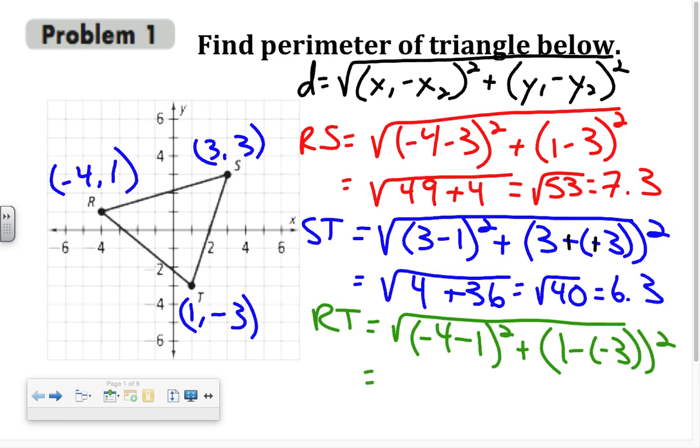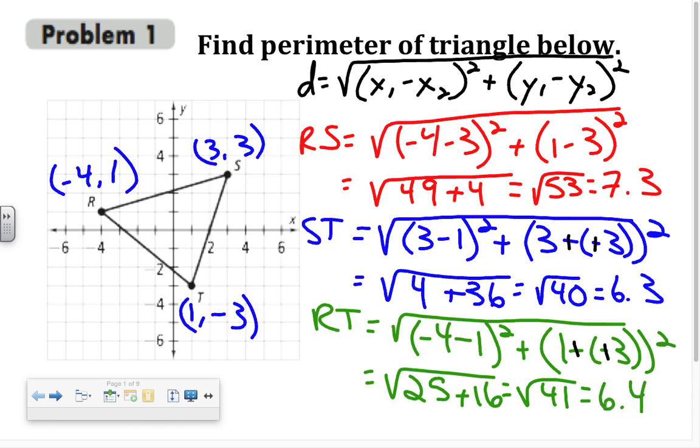So we have the square root of -4 minus 1 is -5. -5 squared is positive 25. Plus, once again, remember, minus a negative becomes plus a positive. 1 plus 3 is 4. 4 squared is 16. And 25 plus 16 is 41. Take the square root of that. And that's 6.4.